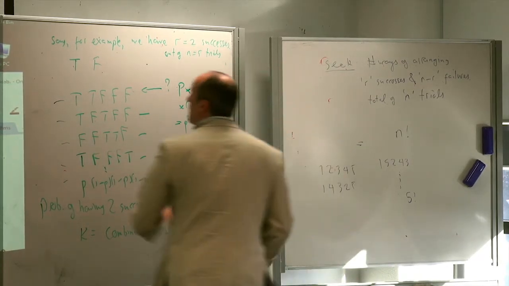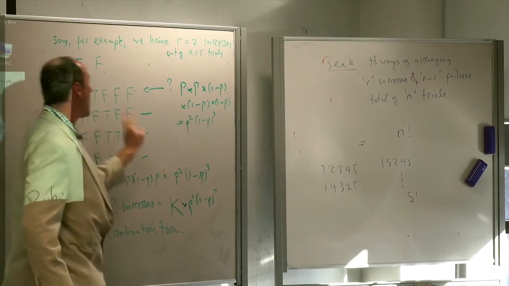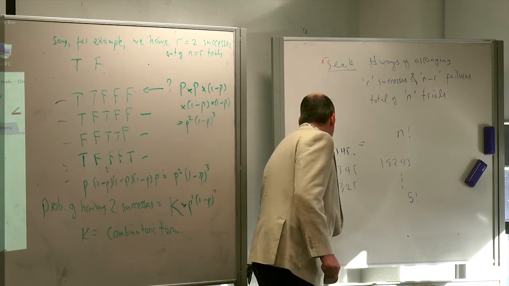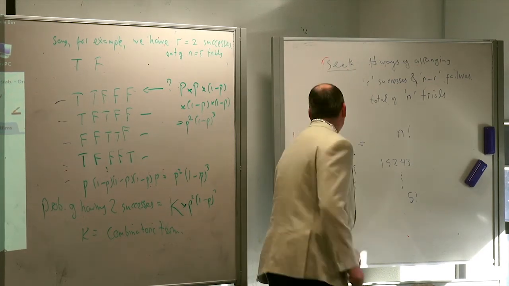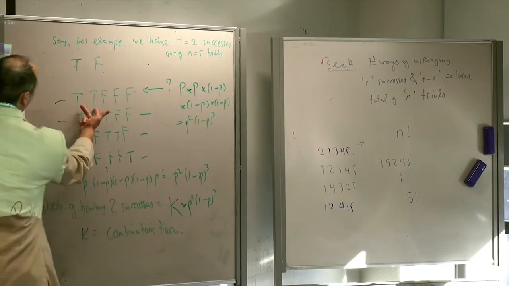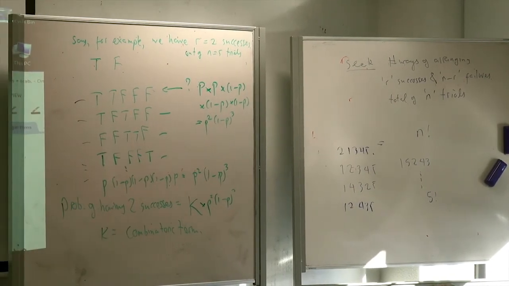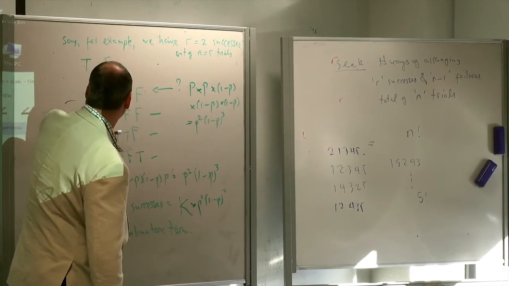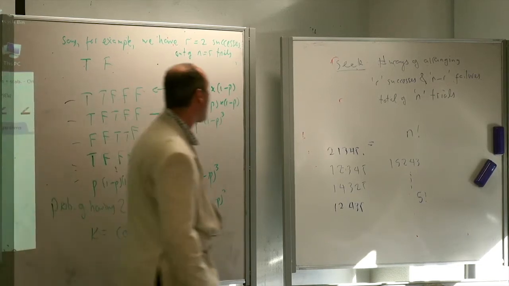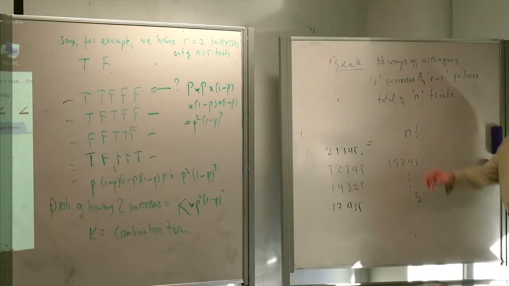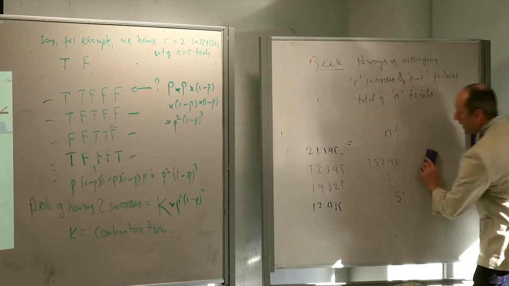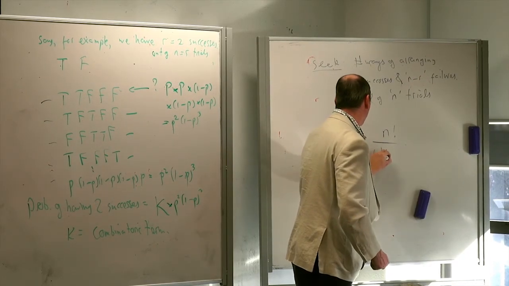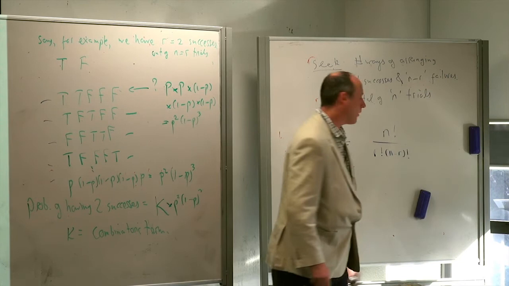I'm double counting here because if trial 1 and 2 are successes, that's the same as writing 2, 1, 3, 4, 5. And that's the same as writing 1, 2, 4, 3, 5. If I rearrange these terms, I don't care that that is the first true I've had and that's the second. And I don't care what order I see the falses in either. So I've got to divide this n factorial, the total number of ways of arranging those rows, by r factorial times n minus r factorial.